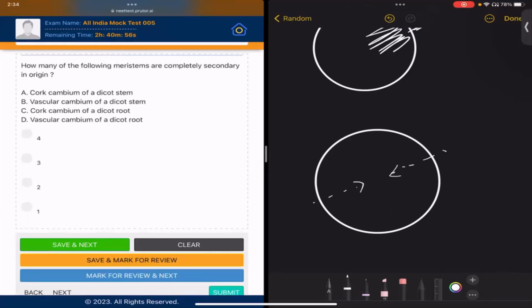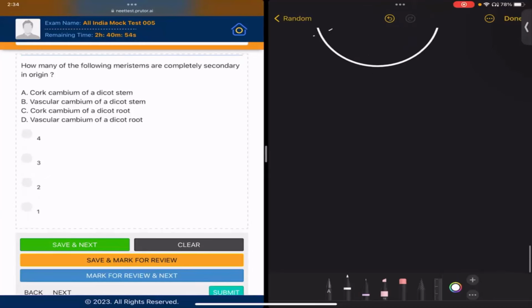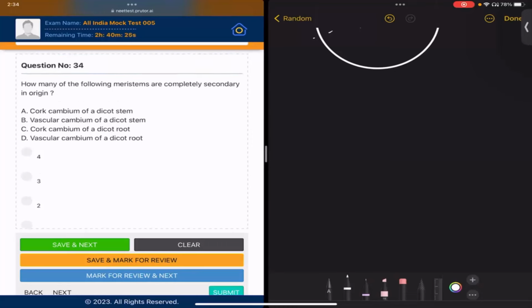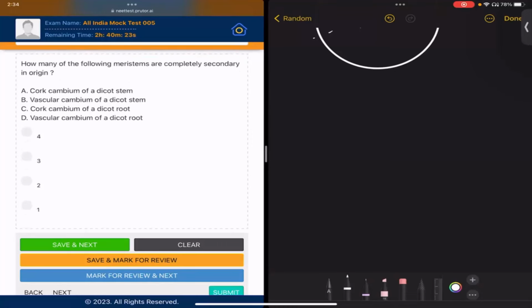How many of the following meristems are completely secondary in origin? Okay, cork cambium of a dicot stem, completely secondary पूछ रहा है. Vascular cambium of a dicot stem, cork cambium of a dicot root, vascular cambium of a dicot root. I do not actually recall exactly. So last में देखते हैं इसको. I'm saving it for review.